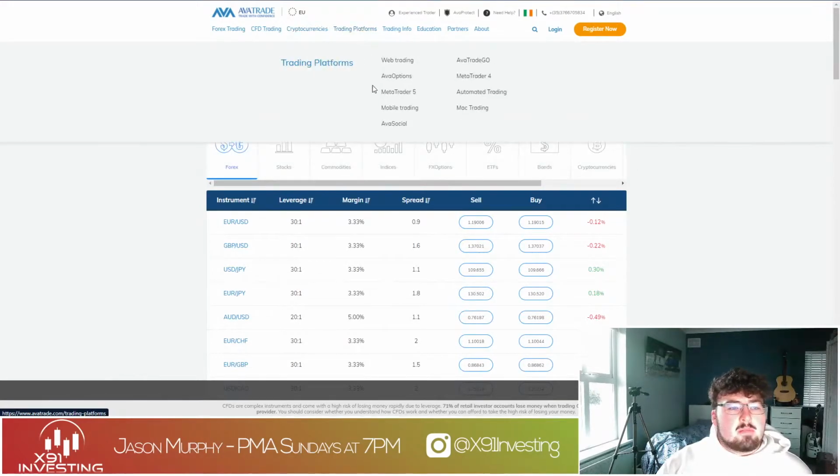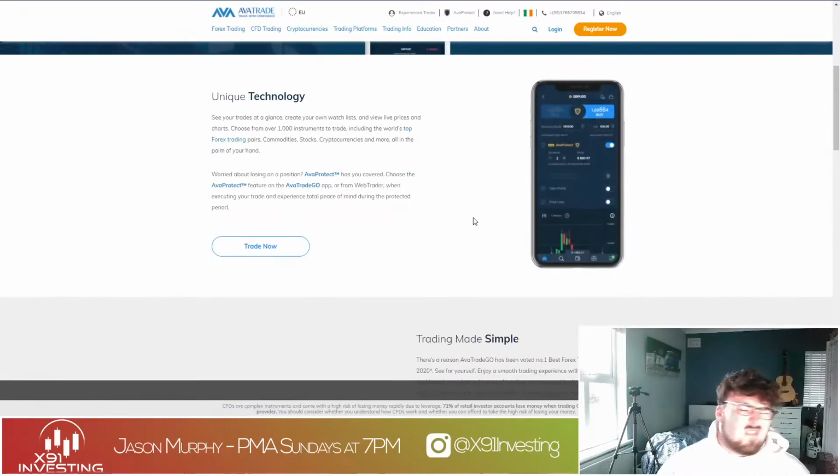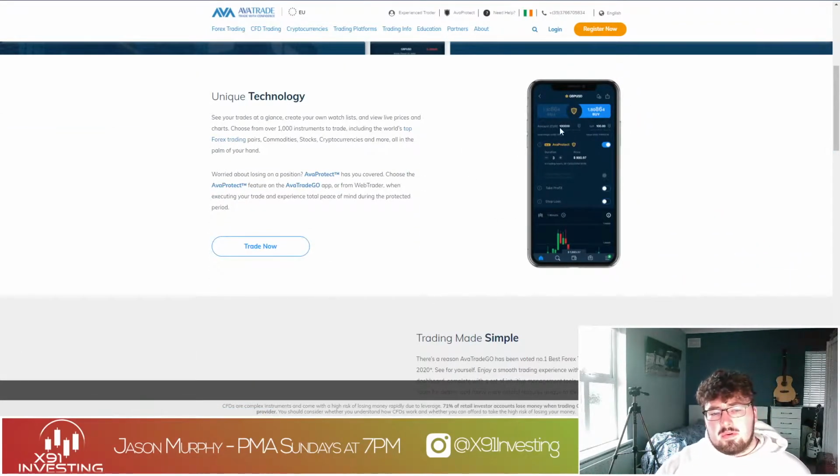If we go into the trading platforms, so web trading, AvaTrade Go, that's the app on your phone. Very, very simple to use. You just input the amount that you want, or the lot size, plain and simple. So amount is the units, and the lot size is the point something. So if you're trading standard, it's 1, mini 0.1, and micro it's 0.01, right?